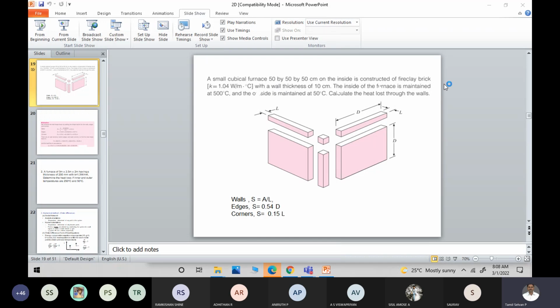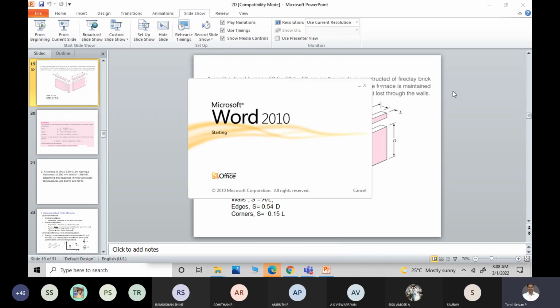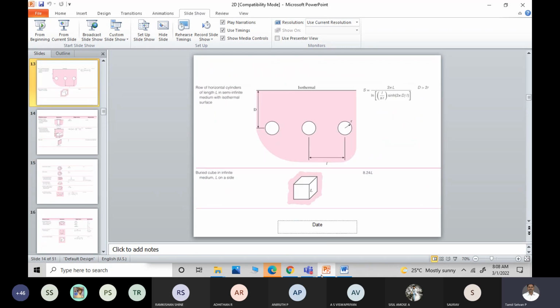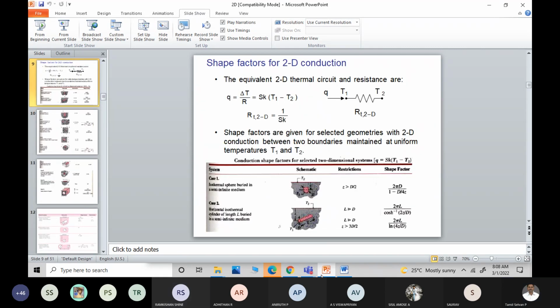We know that when we solve problems with conduction shape factor, the formula is Q equal to K into S into del T, right? K is the thermal conductivity, S is the conduction shape factor, and T1 minus T2 is del T.